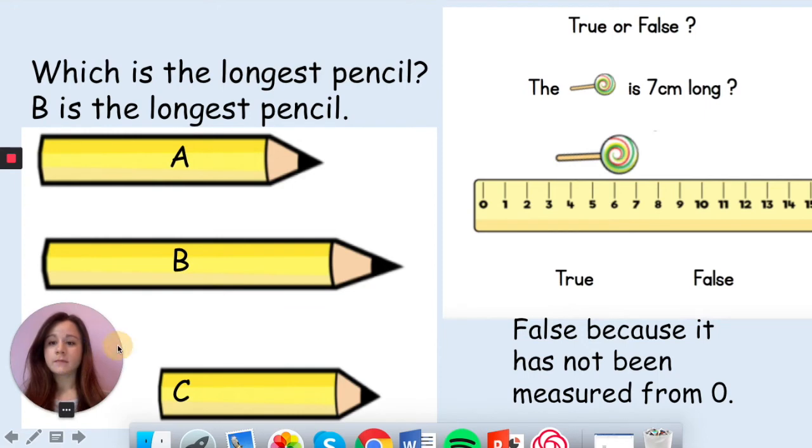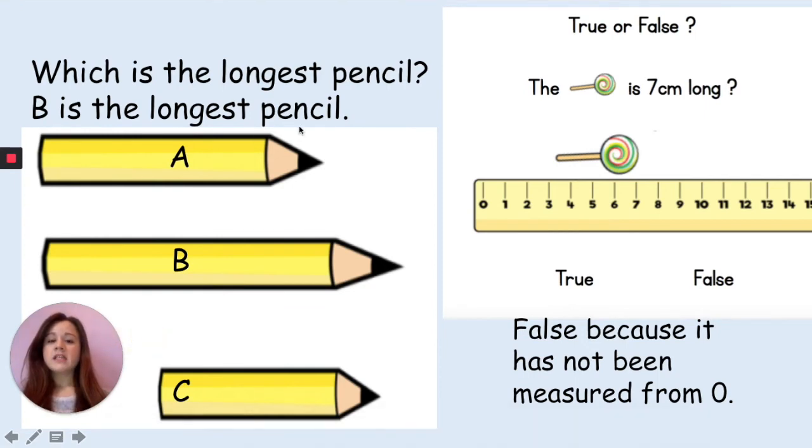Which is the longest pencil? So B. B is the longest pencil. Now you might think that B and C are the same, but remember you have to put the things that you're measuring at the same starting place. Well done if you said that B is the longest pencil.